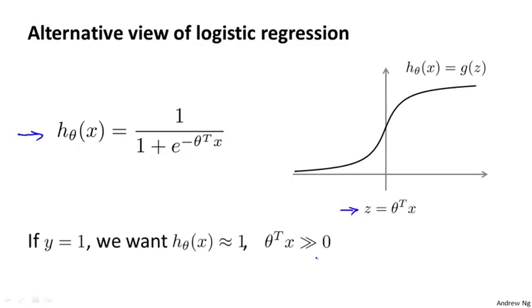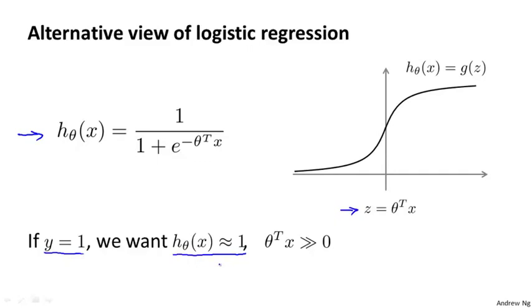Now, let's think about what we would like logistic regression to do. If we have an example with y equals 1, and by this I mean an example in either the training set, or the test set, or the cross-validation set, if y is equal to 1, then we're sort of hoping that h of x will be close to 1. So, right, we're hoping we'll correctly classify that example.